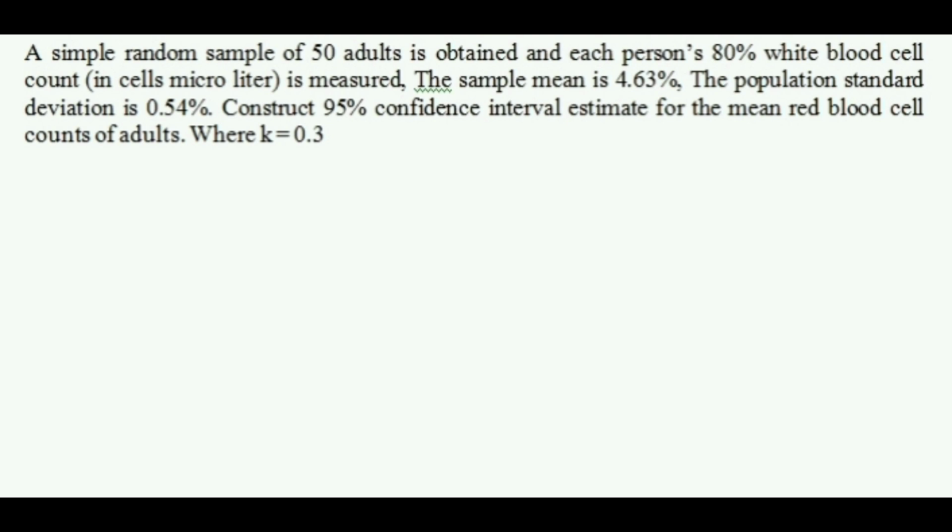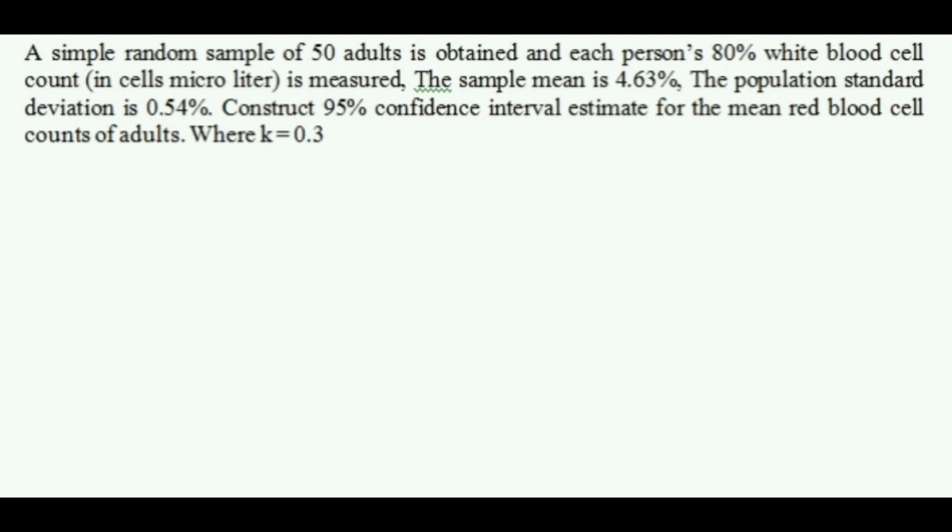In this problem, a simple random sample of 50 adults is obtained and each person's white blood cell count in cells per microliter, take note, is measured. The sample mean is 4.63%. The population standard deviation is 0.54%. Construct the 95% confidence interval estimate for the mean red blood cell counts of adults, where K is equal to 3.